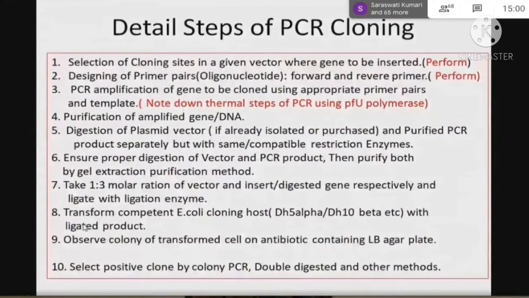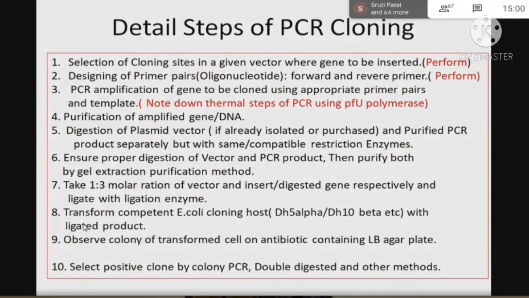The restriction sites which are present at the MCS should not be present anywhere else. That's why this should be unique. It should be singly present. Restriction sites present in the MCS should not be present anywhere else. It should be present singly in the whole vector, which is at the MCS. Yes sir.